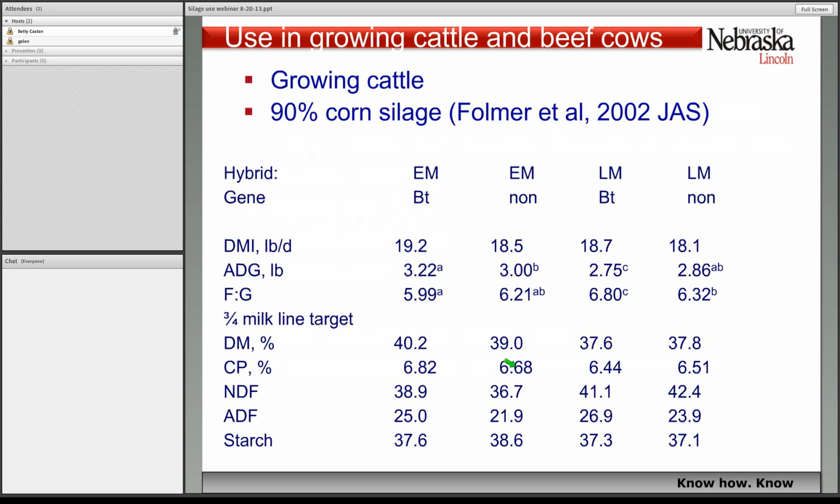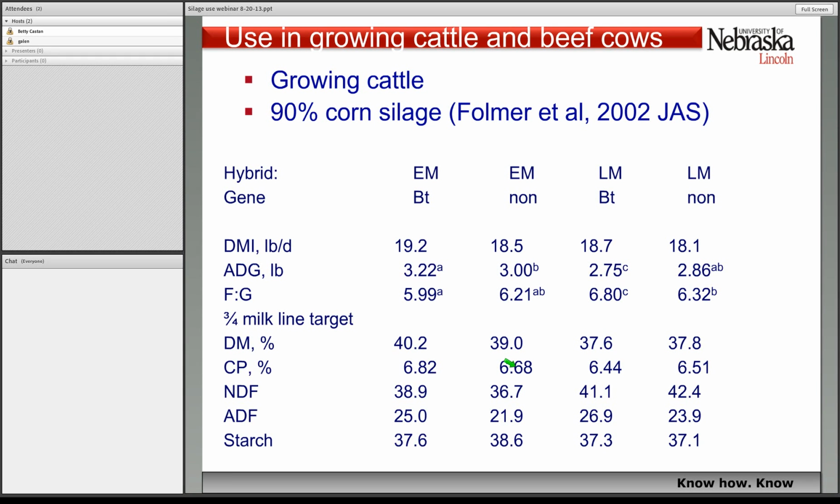Okay, what about growing cattle? Well, it's hard to know how you compare silage to other growing programs, and so there's not a lot of information that just says, okay, this is how silage compares to feeding hay, because that's not really that critical. So I'm going to present a couple of growing experiments we've done. They happen to be with some different genetic traits on corn.